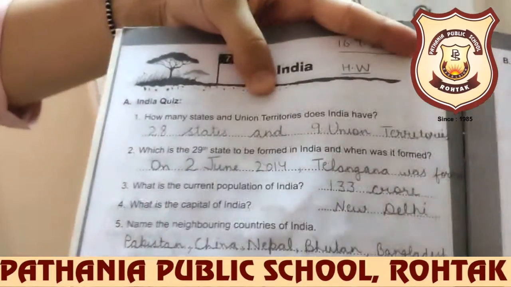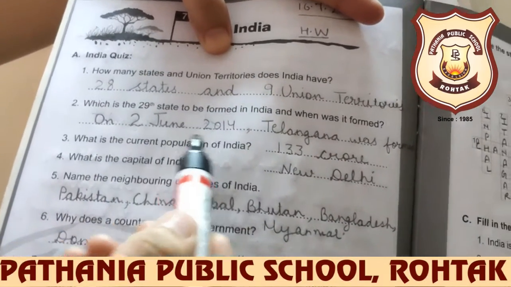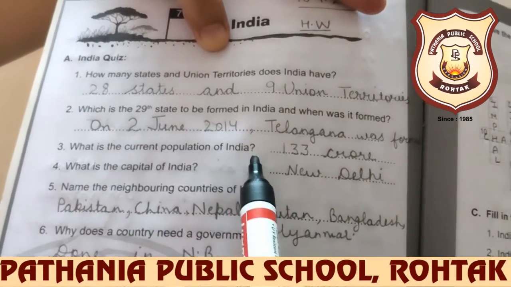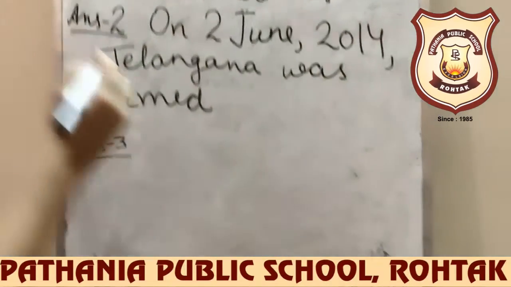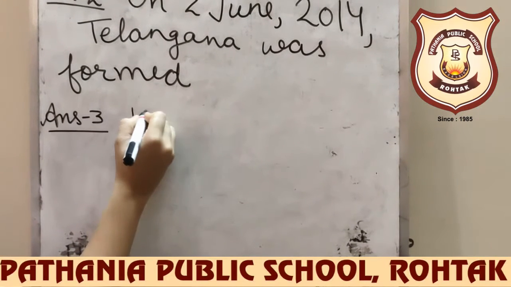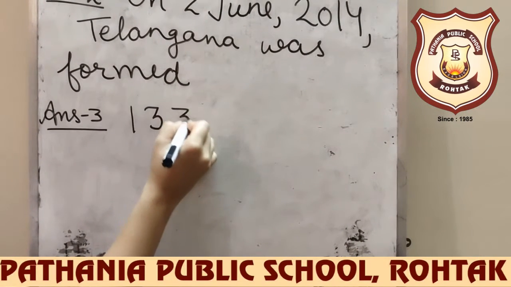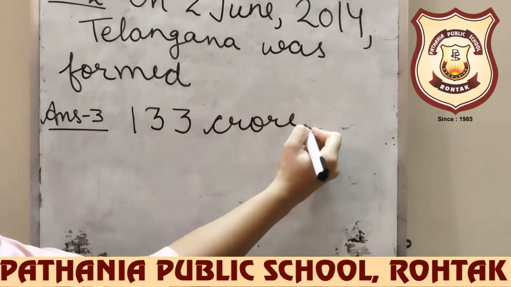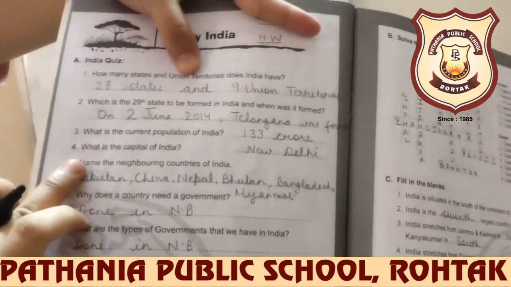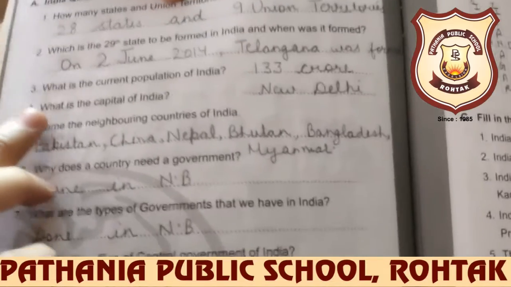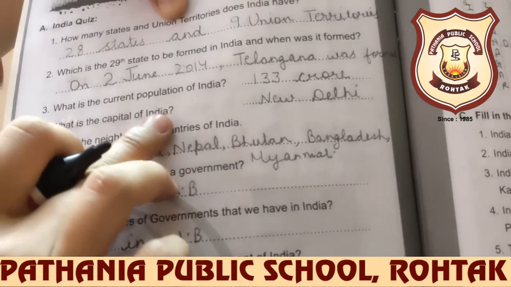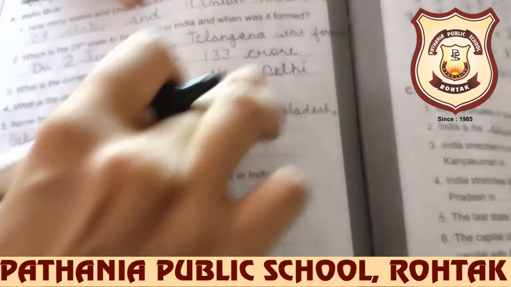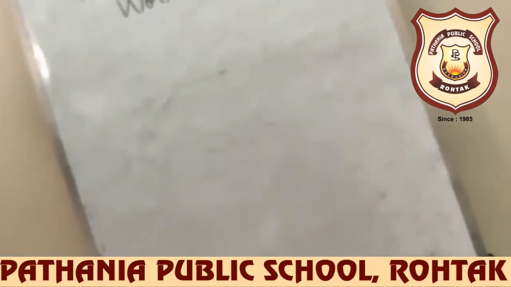Question 3rd is, what is the current population of India? Tell me students, what is the current population of India? Yes, you know, and you have done this question in exercises also. Total population of India is 133 crore. Okay? Okay children, question number 4 is, what is the capital of India? Tell me students, now what is the capital of India? New Delhi. Write down the answer 4, beta.